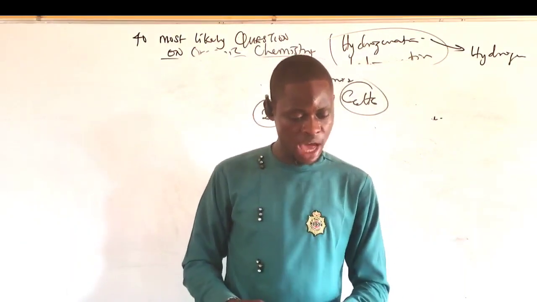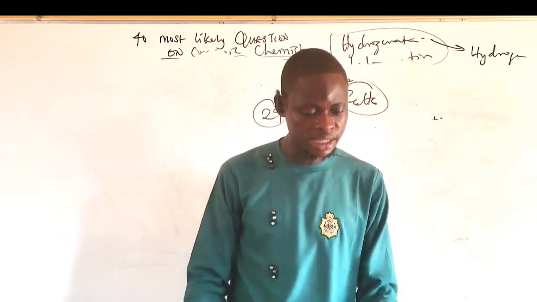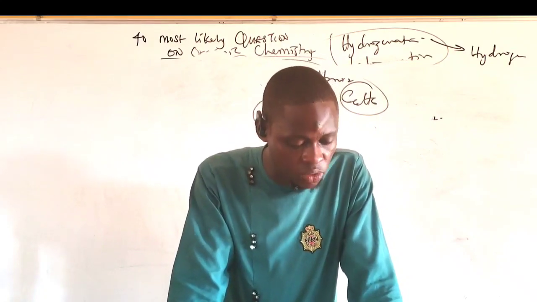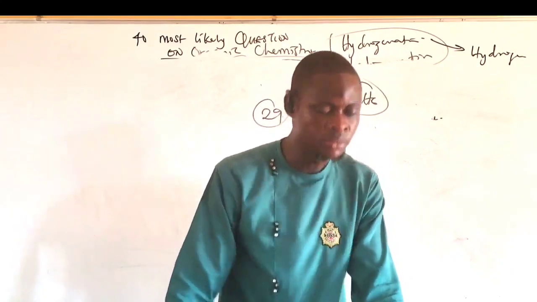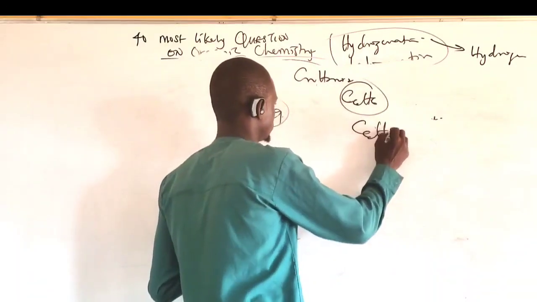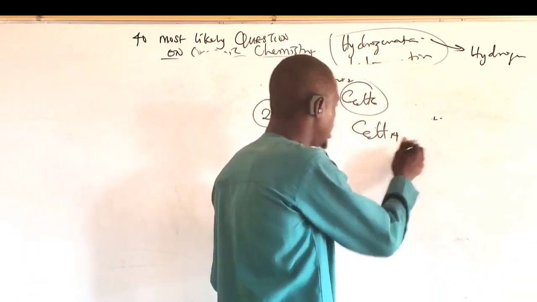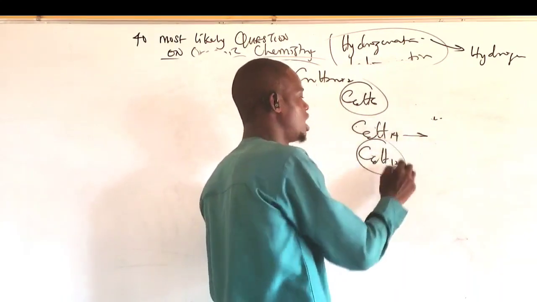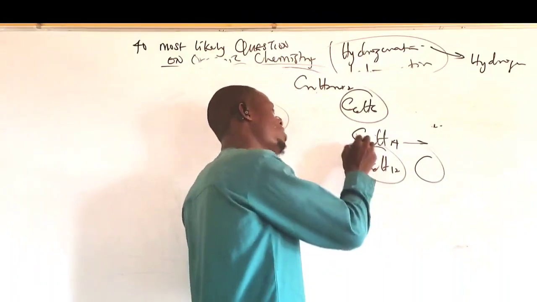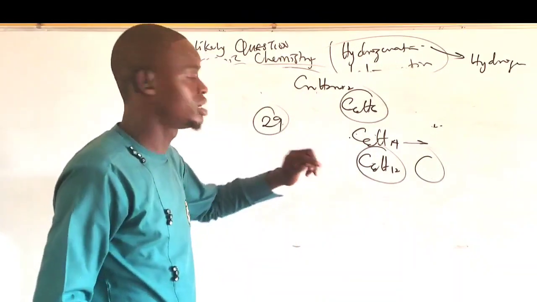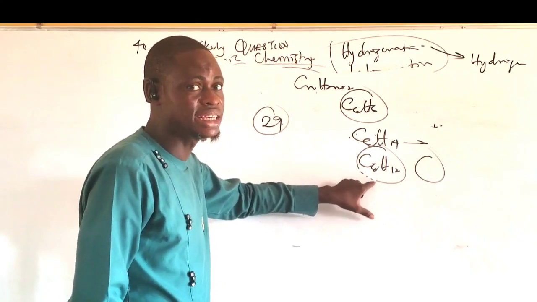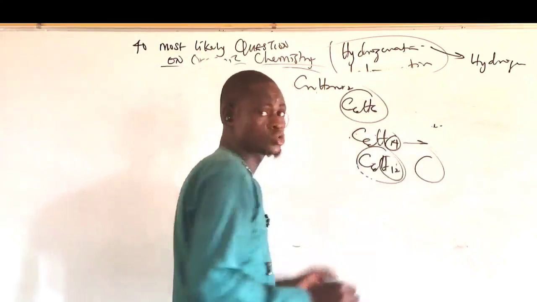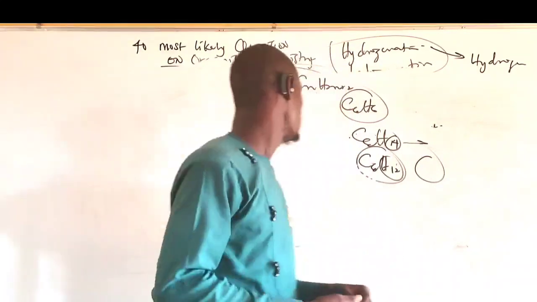So the answer: option A, we have C6H6. Option B, we have C6H10. Option C, we have C6H12, which is hexane but in a cyclic manner, cyclohexane. And option D, we have C6H14, which is normal hexane. C6H14 is a straight chain, and C6H12 is the cyclic one. The difference between a straight chain and cyclic hydrocarbons is a deduction of 2 hydrogens: this is C6H14, this is C6H12. So that's my question 29.